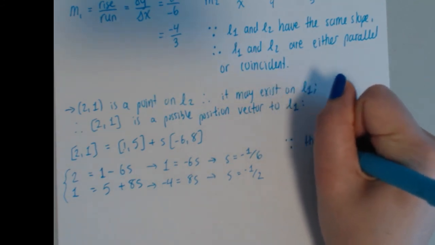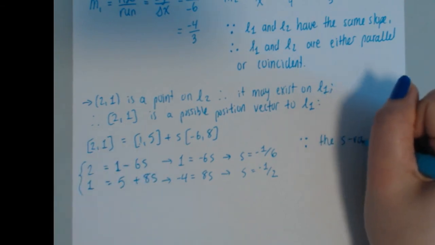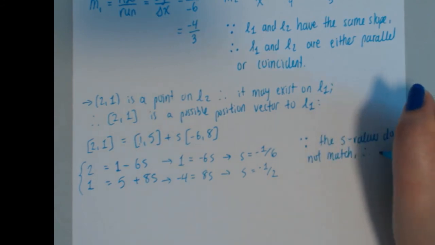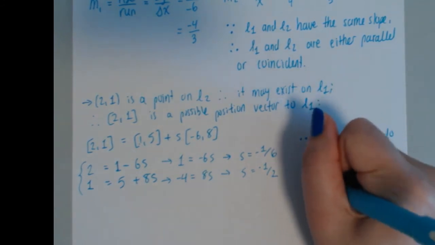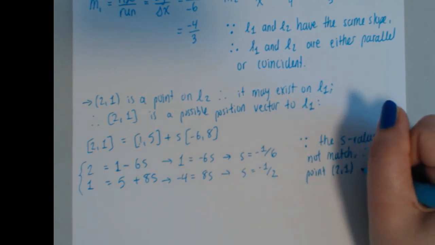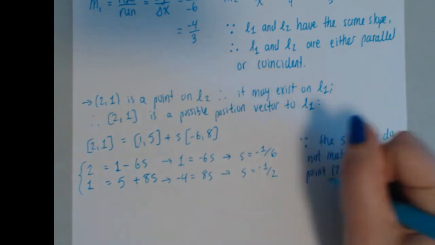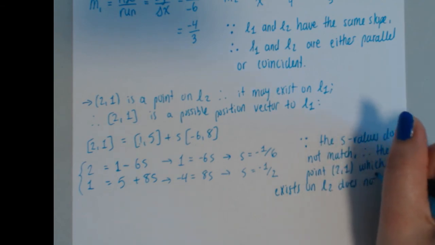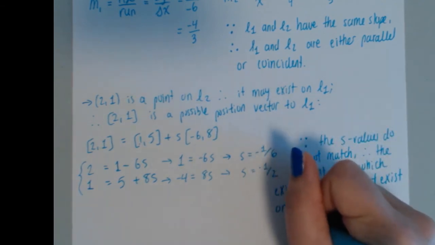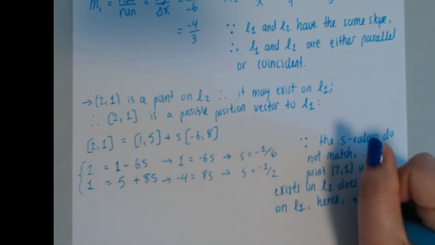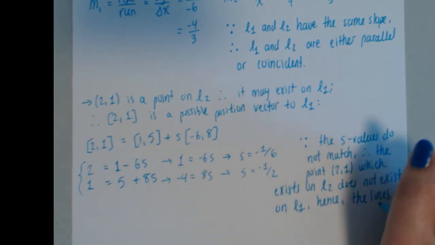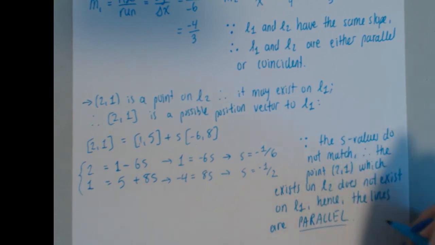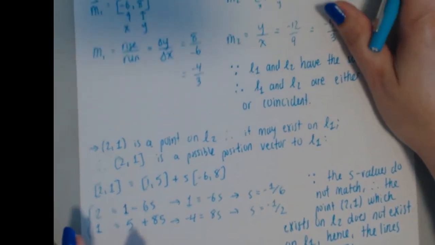So since the s values do not match, therefore the point (2, 1), which exists on L2, does not exist on L1, hence the lines are parallel. Right, so remember, they're parallel because we showed that the slopes are the same.